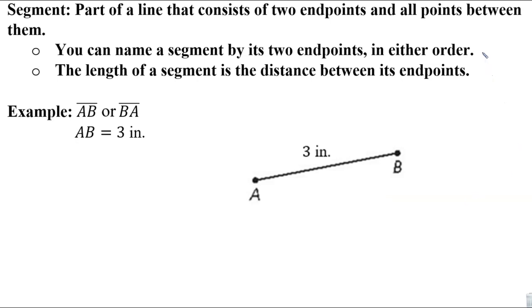Okay, as far as naming, you can name a segment by its two endpoints in either order. So I call this segment AB or segment BA. Either order works. Notice the segment symbol on top of the name. And then the length of the segment is the distance between the endpoints. So here, if this distance is 3 inches, I'd write that as AB without the segment symbol above it. That stands for the length of AB. I can say that's equal to 3 inches.